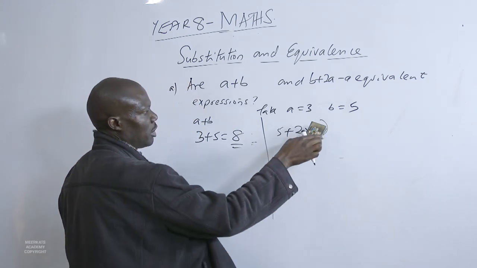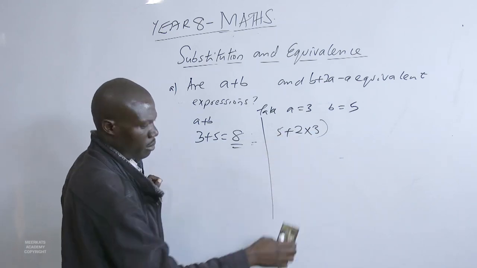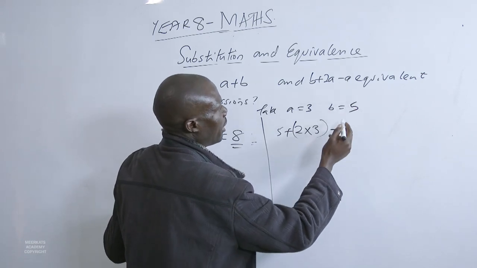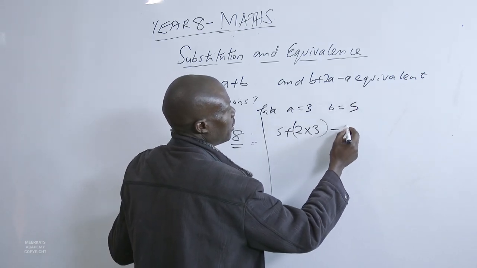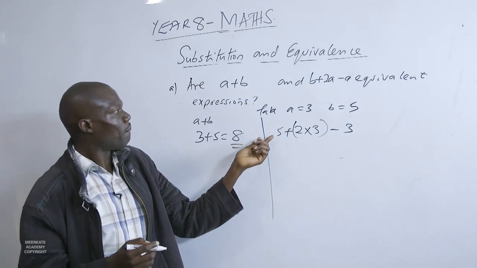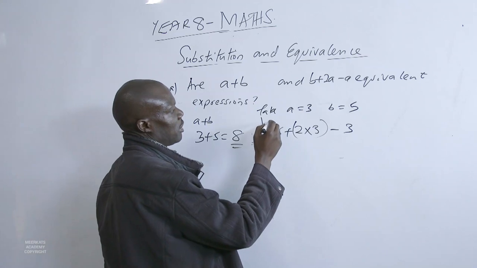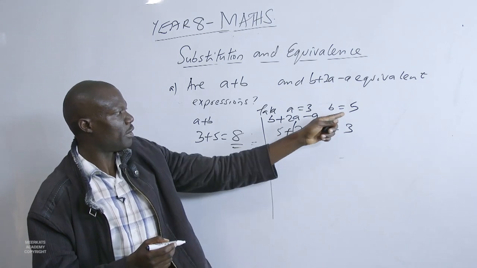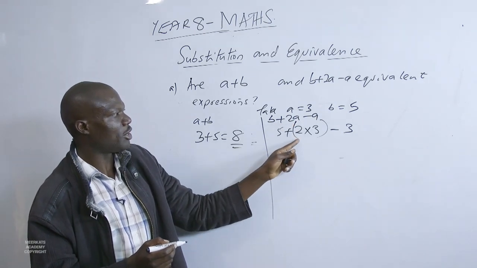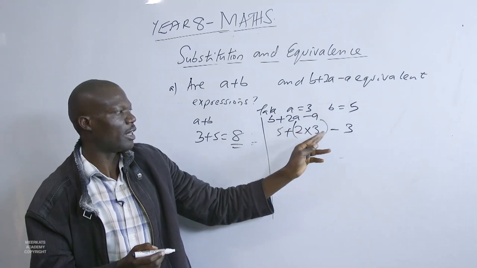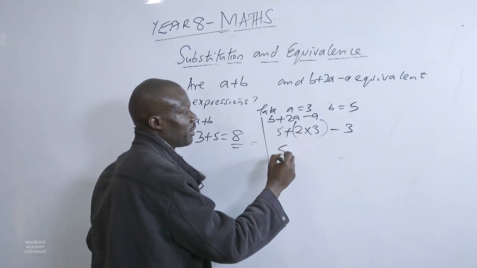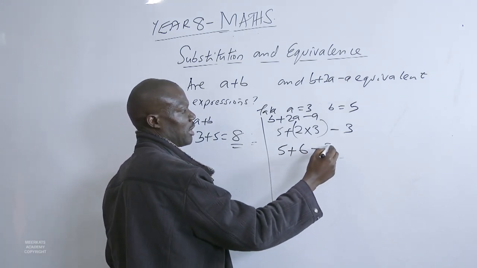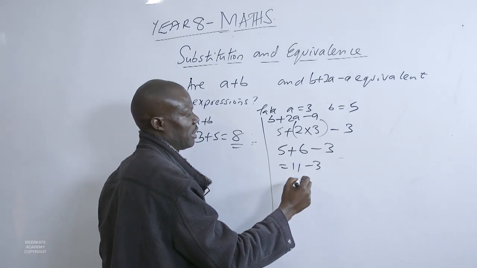Move the other side, we have b is 5 plus 2a, that is 2 times 3. Oh yeah, b is 5 here. And then minus a is 3. Just a minute. Let me write it here: this is b plus 2a minus a. b is 5, so 5 plus 2a, that is 2 times 3, and then minus a, and a is 3, so minus 3. This gives us 5 plus 6, and then minus 3. This will give us 11 minus 3, which is equal to 8.